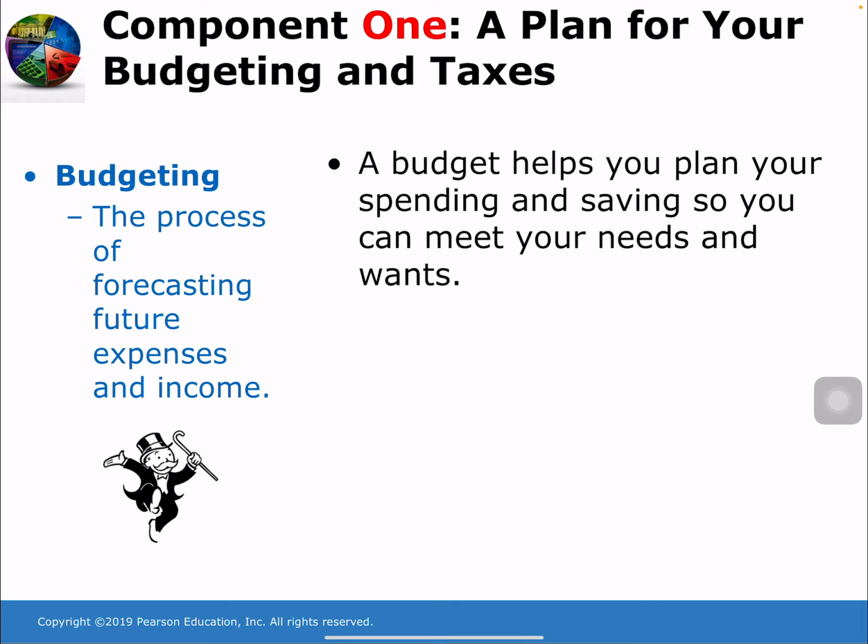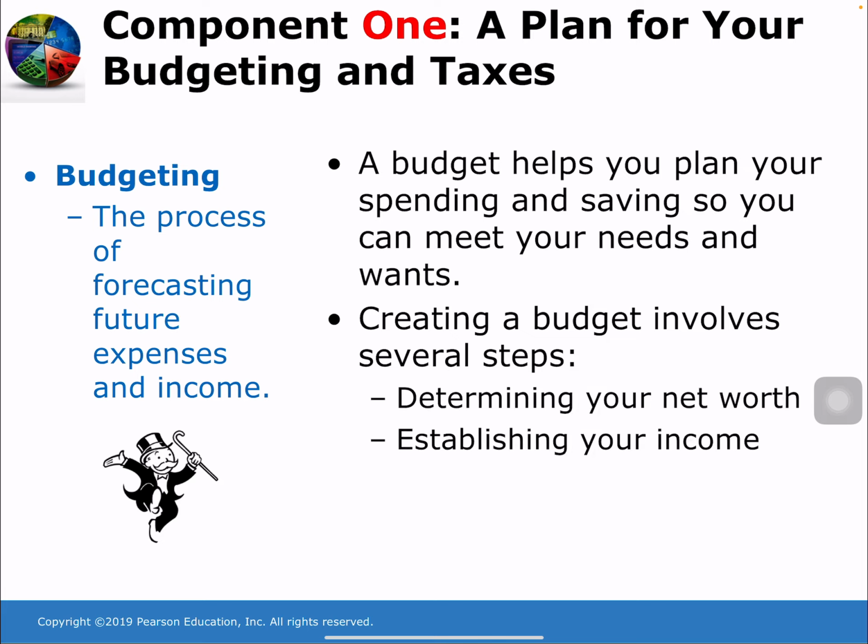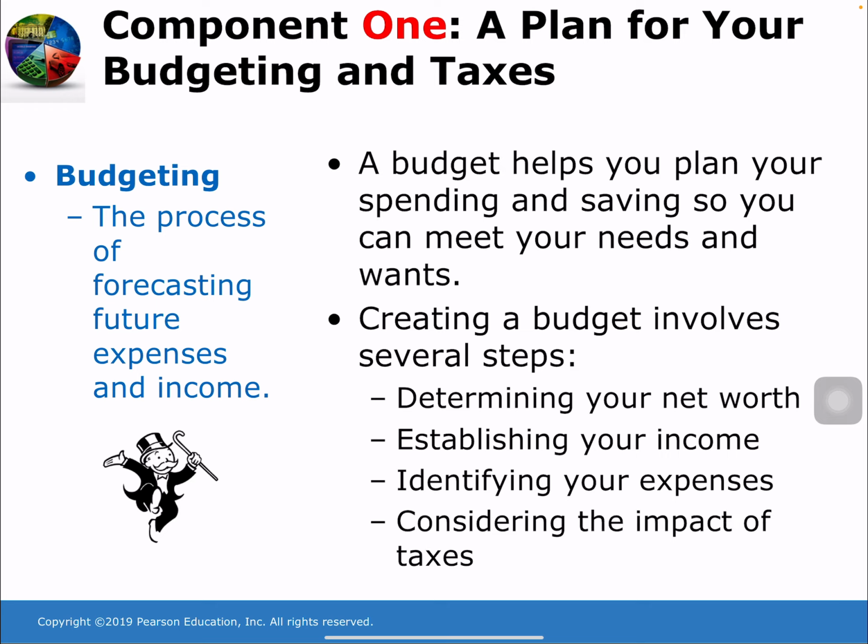The purpose of a budget is to plan your spending and saving given your income level so you can meet your needs and wants. Again, it helps you plan your spending and saving so you can meet your goals. Creating a budget involves several steps. You have to determine your net worth, establish your income, identify your expenses, and consider the impact of taxes. So again, we are going to work with component 1, a plan for your budgeting and taxes, and we're going to go through several steps along the way.